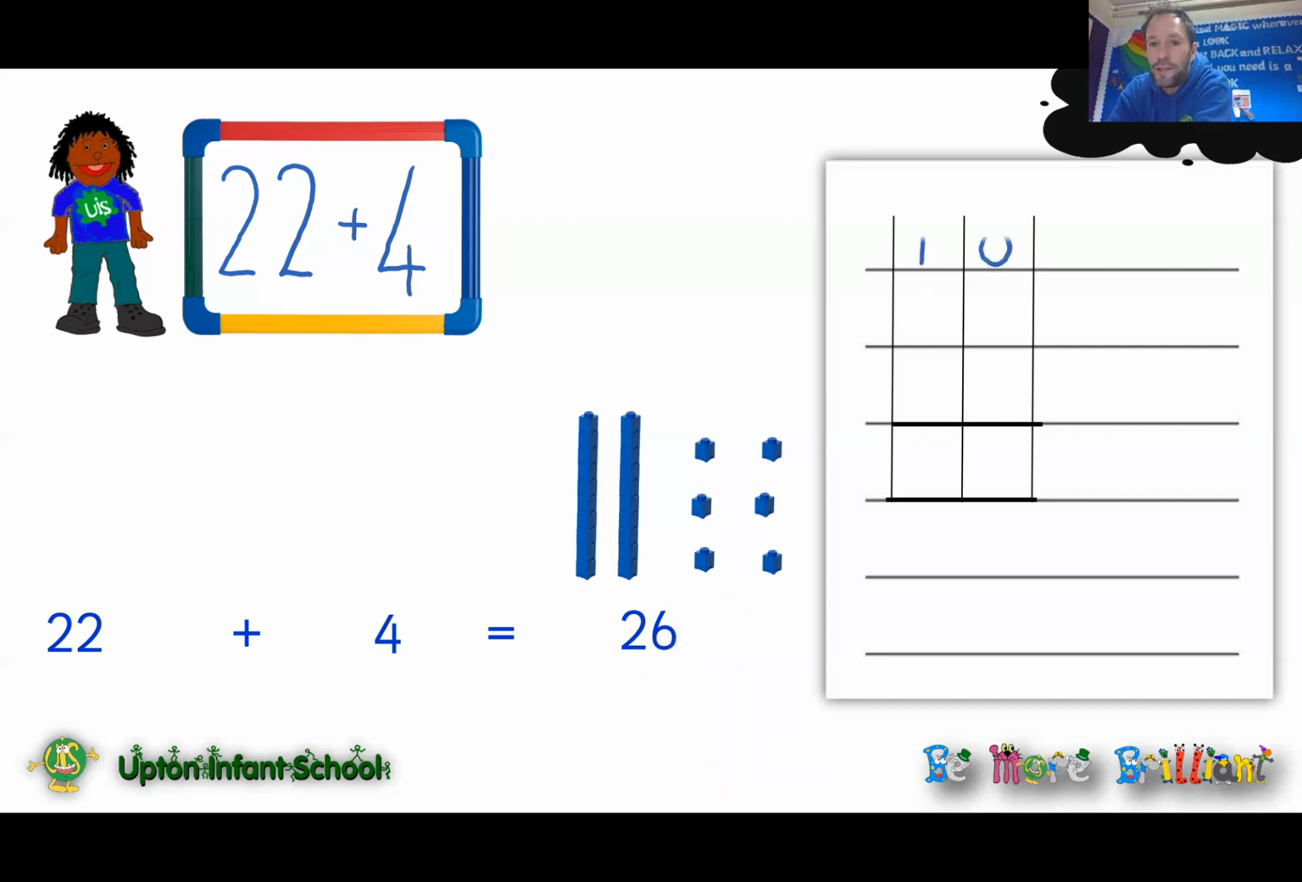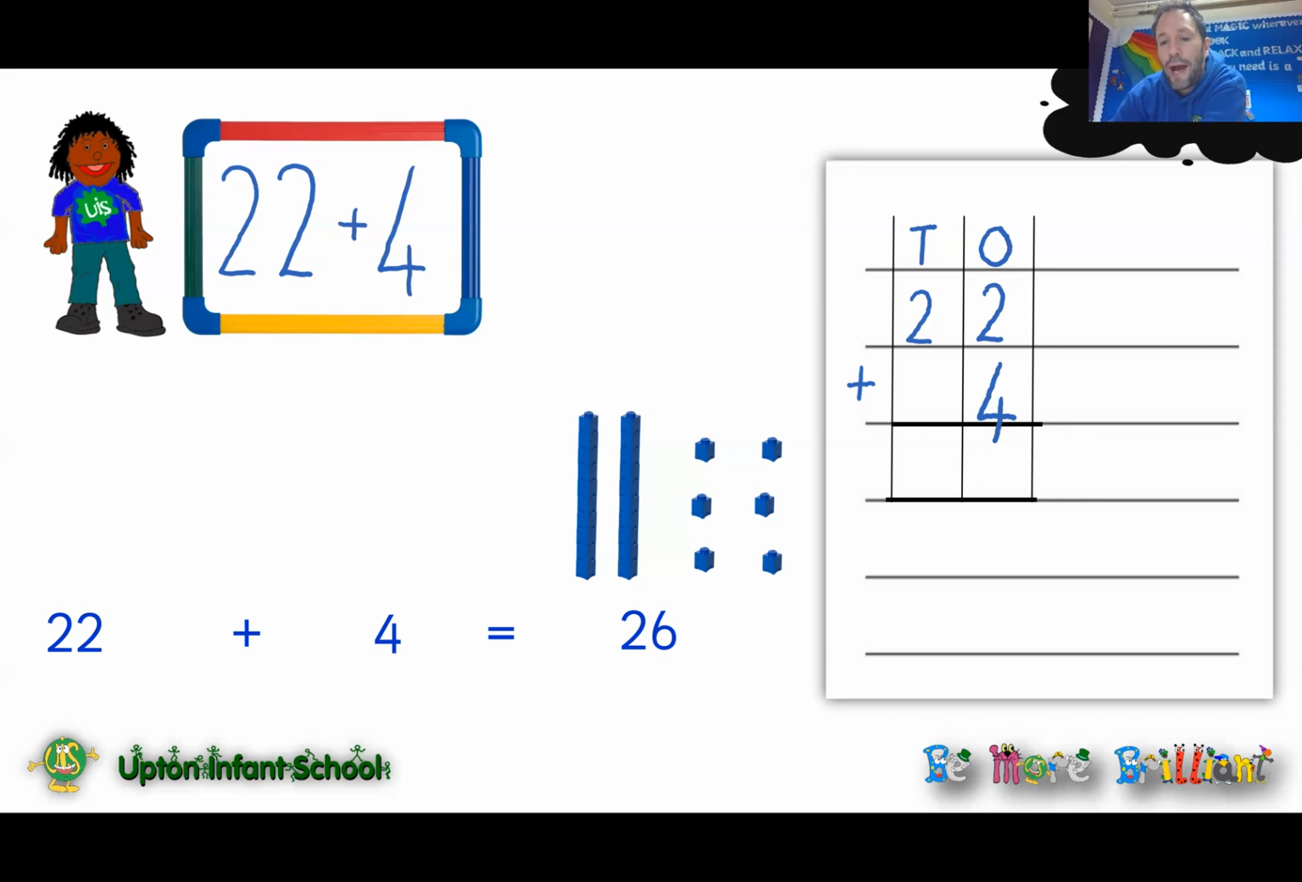So the first thing I need to do is to put my T and my O at the top for tens and ones. Now I'm going to add my 22 and my 4. So 22 goes in first. 22 is 2 tens and 2 ones. And then I'm going to add on my 4. So there's my add sign. There's my 4 in my ones column because it's 4 ones. Haven't got any tens.